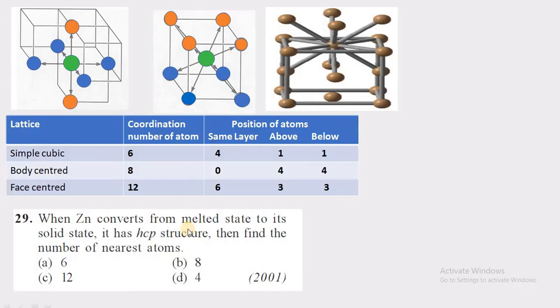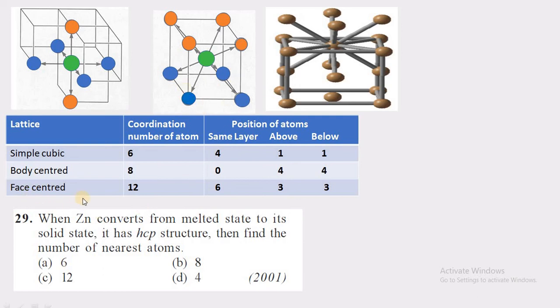Now the coordination number in case of simple cubic: this green atom is at the center, and the number of atoms around it is 6. The blue atoms in the same layer, one above and one below. That means in the simple cubic unit cell, the coordination number of a particle is 6, and in case of body centered, the coordination number is 8, 4 above and 4 below.